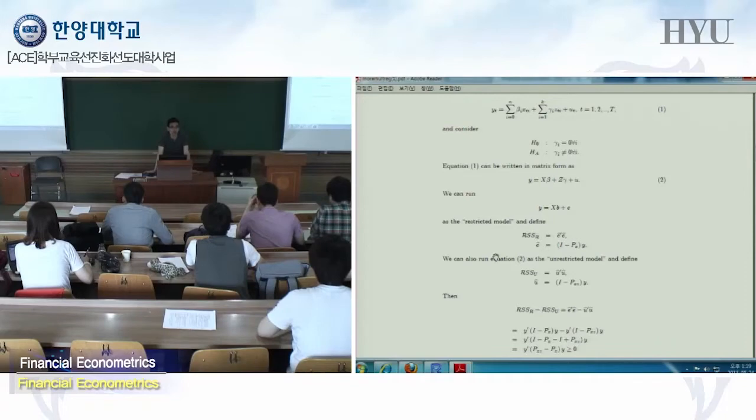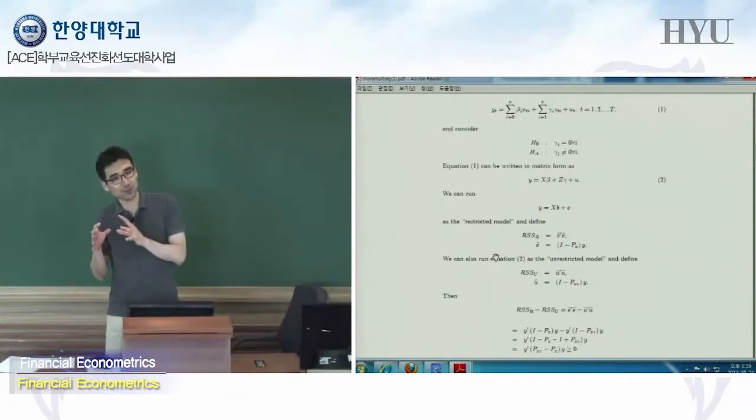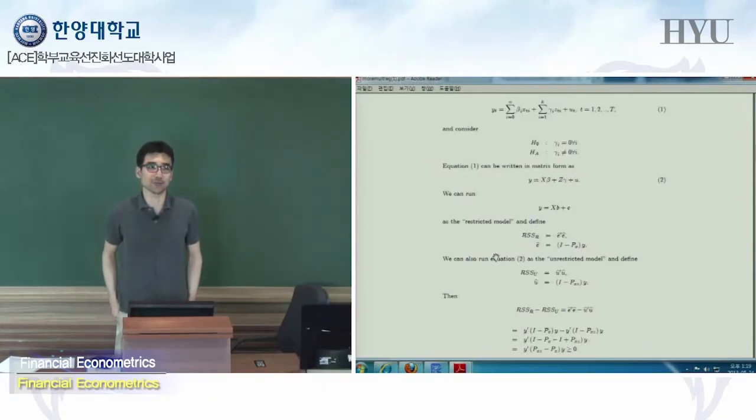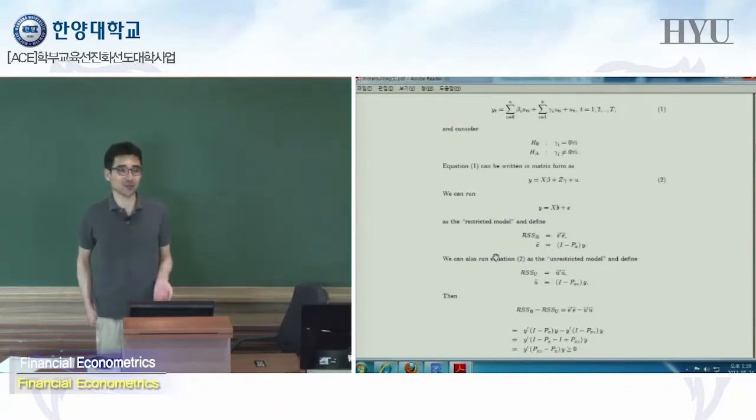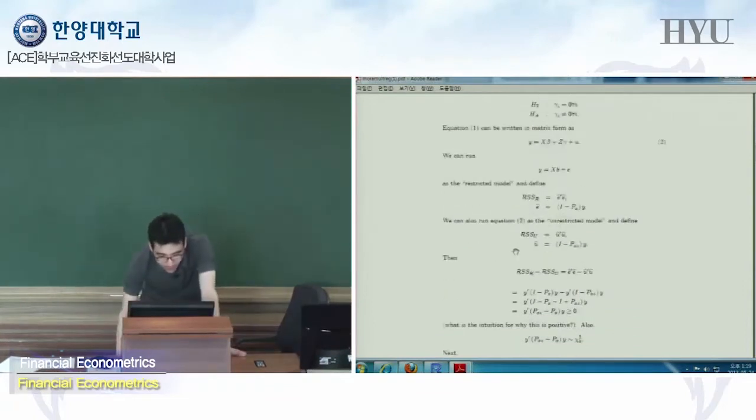Which one should be larger? The null space of the space spanned by x, or the null space of the space spanned by both x and z? Yes, because the space spanned by both x and z is greater than the space spanned by x. Therefore, the null space of the smaller space should be larger.